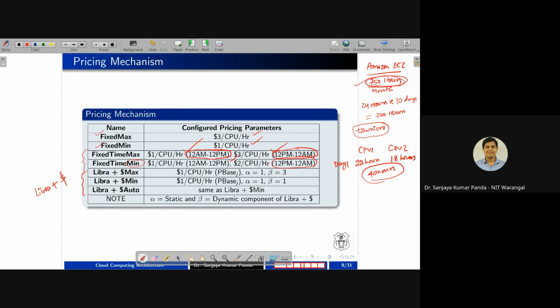Is there any question, Jagdish sir? Yes, sir. There is one question. Please. How do we decide whether we are working on max mode or minimum mode?